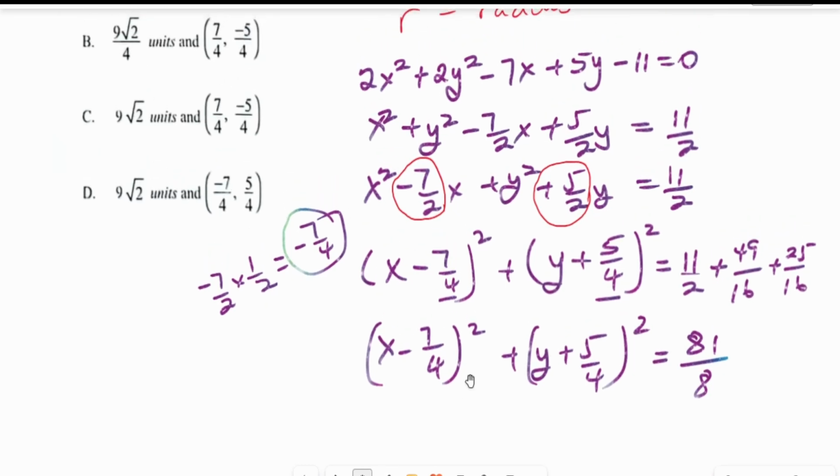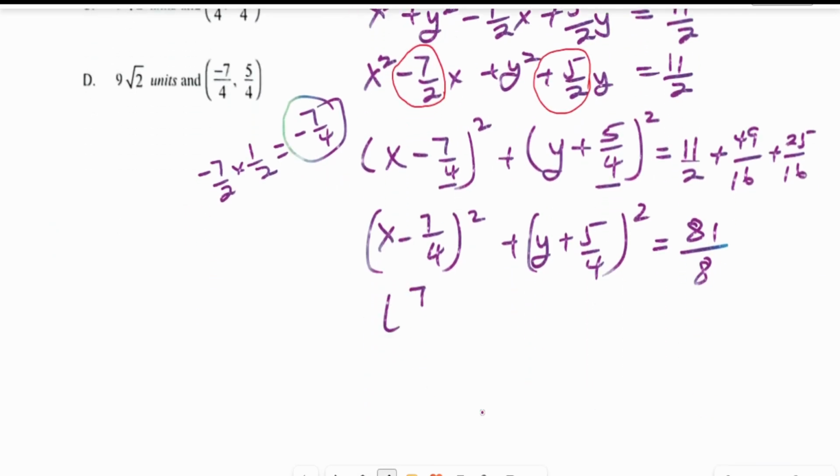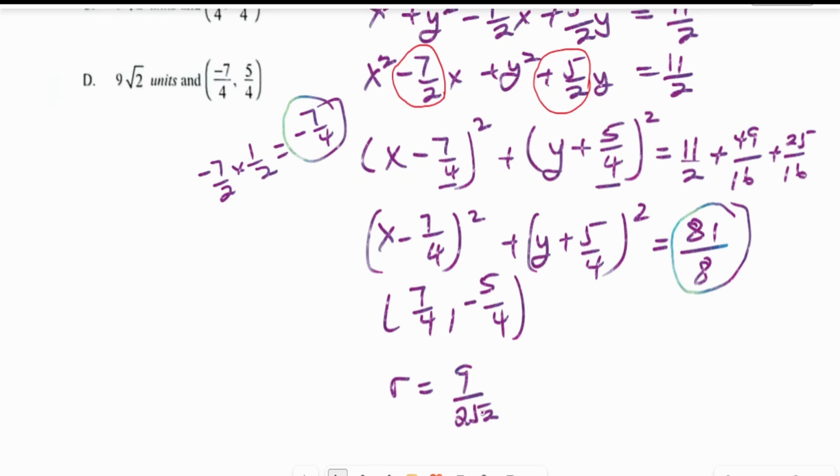And by comparing this with what we have here, a is going to be 7 over 4 and b will be, remember this is not minus, so the negative of this will be negative 5 over 4. And then let's not forget that according to that formula, this is r squared. So for us to find r, which is the radius, we need to take the square root of this, and square root of 81 is 9, and square root of 8 is 2 root 2. And when you rationalize this, you are going to get 9 root 2 over 4.